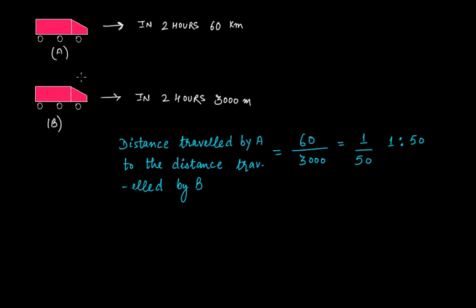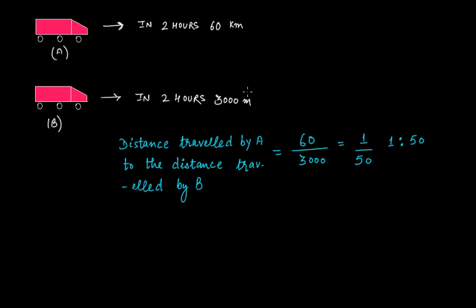Why is it wrong? Because the distance traveled by this van is 60 kilometers in 2 hours. This one is 3000 meters in 2 hours. Of course, this is in meters, this is in kilometers. We have to make the units the same. If this is in kilometers, then either make this one also in kilometers, or if you want to keep this one in meters, then change this one into meters, right? What I'm going to do is change this one into kilometers.